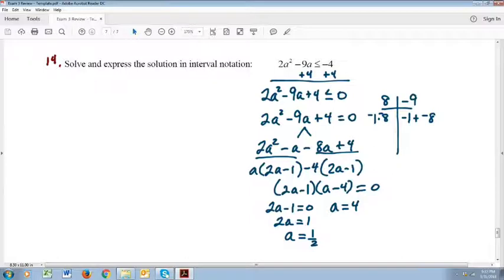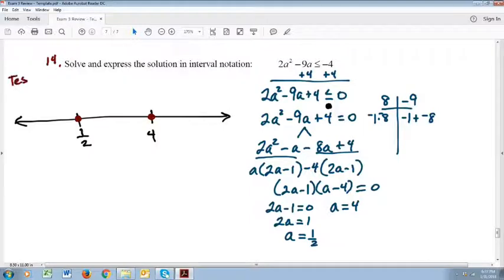Boundary points, I believe is what they called it in my math lab. So there's a number line with our boundary points on there. Notice because we have the less than or equal here, we're including the values of x that make it equal 0. So that would be the 1/2 and the 4. So those are two points that are solutions to this inequality.